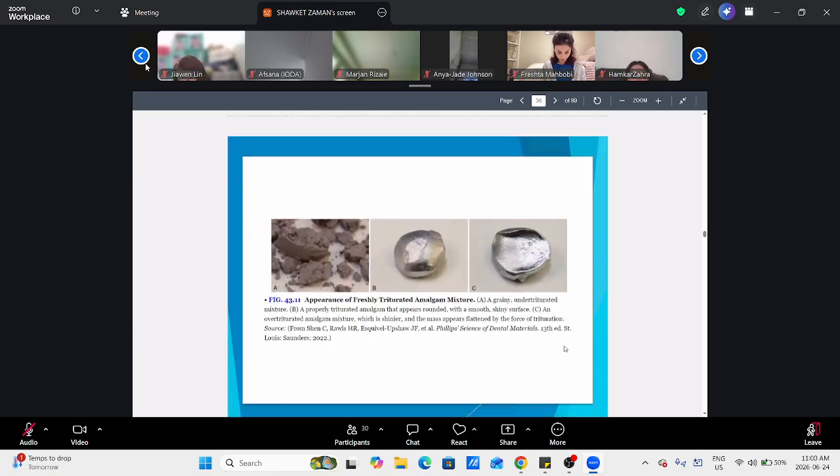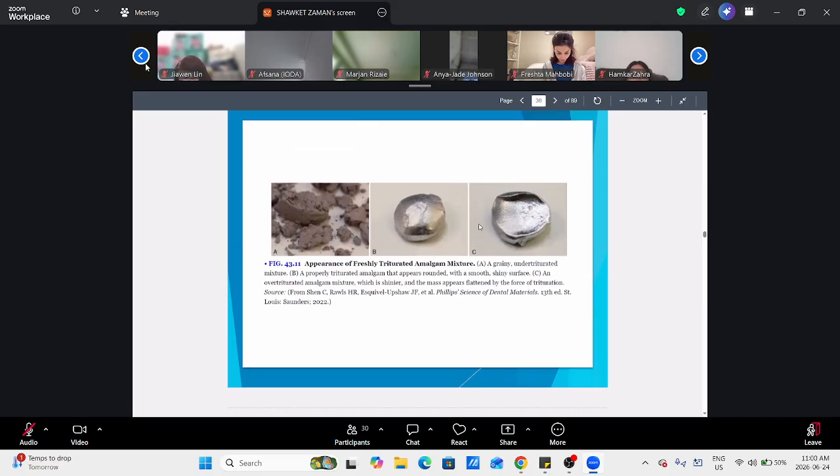Now here is how it looks after mixing. When you mix it together, it can come out in three forms. It can be dry and crumbly, or it can be soupy. If it is shiny, then it is a good one. If it is not shiny, if it is dry or crumbly, that is called under trituration, or incomplete trituration. Then there is over trituration. Both incomplete and over trituration are not acceptable. We need proper trituration.